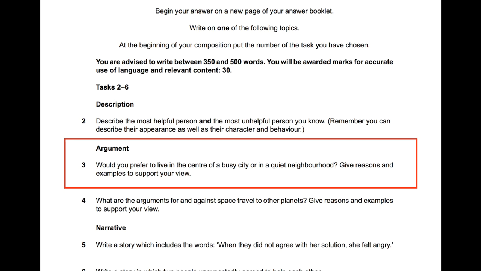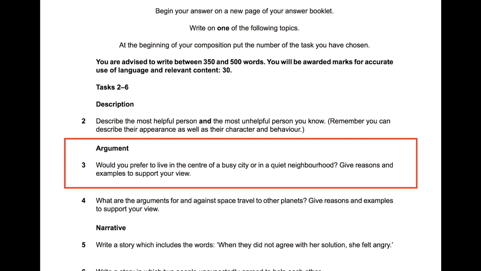So let's have a look at a past exam question. This is a screenshot of the May-June 2018 paper, and it's important to observe that there are 3 different types of questions available for you to answer in section 2 of the writing paper. The first option is description, the second option is argument, and the third option is narrative. So you don't have to answer all of those questions, of course. You just need to choose 1.